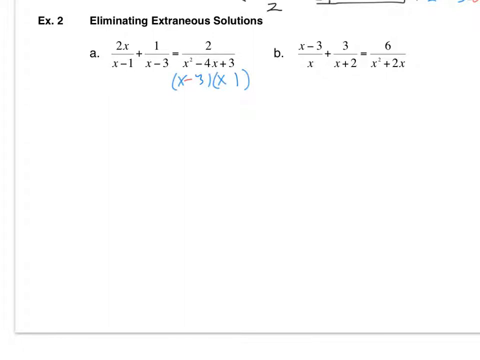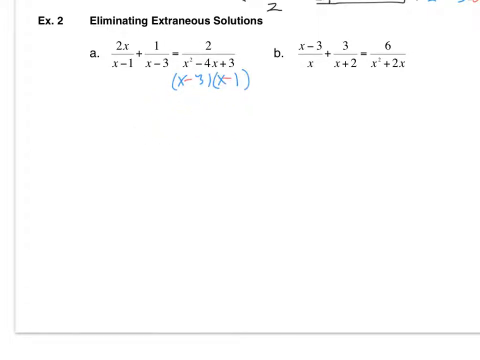What's the 1 have to have? Also a negative. Isn't that a coincidence? Aren't these the same? Our different factors are x minus 3 and x minus 1. In your LCD, you have to have at least one of each of the different factors. So this one actually has the LCD.